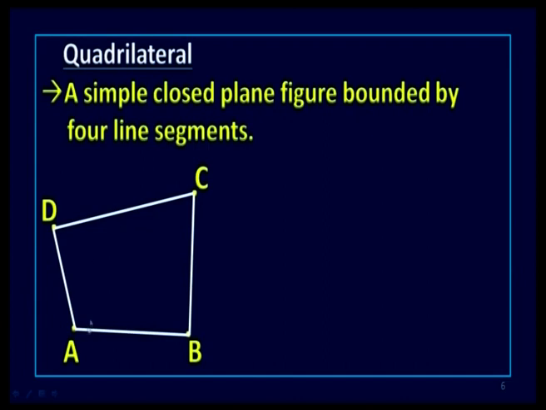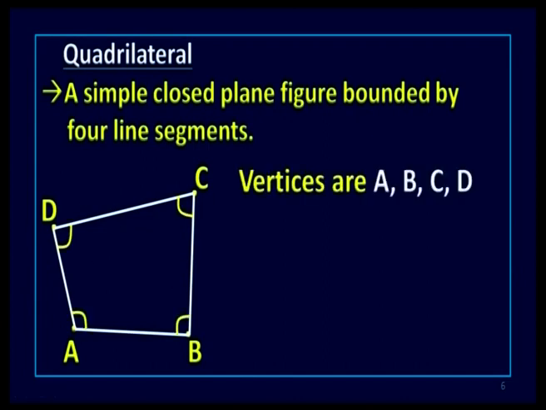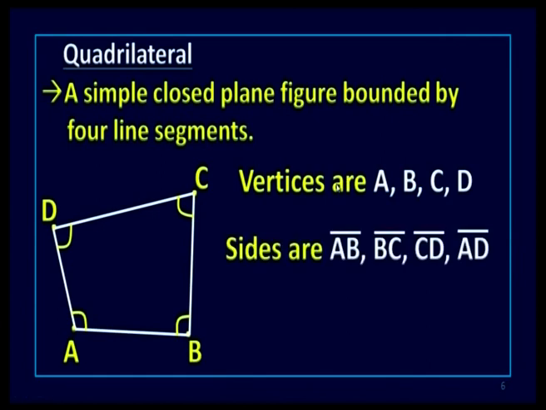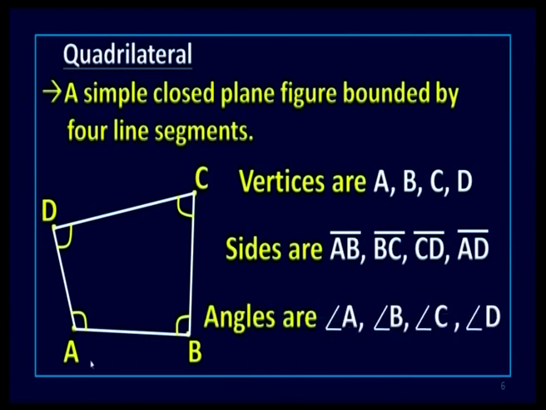Children, here you can see quadrilateral ABCD. The vertices are A, B, C, D. The points which we take to construct a quadrilateral are called vertices, and when we join these points, we get the line segments, which are called the sides. Here the sides are AB, BC, CD, AD. And what are the angles, children? Yes, angle A, angle B, angle C, angle D. So from this, what can you understand, children? A quadrilateral has 4 vertices, 4 sides and 4 angles.